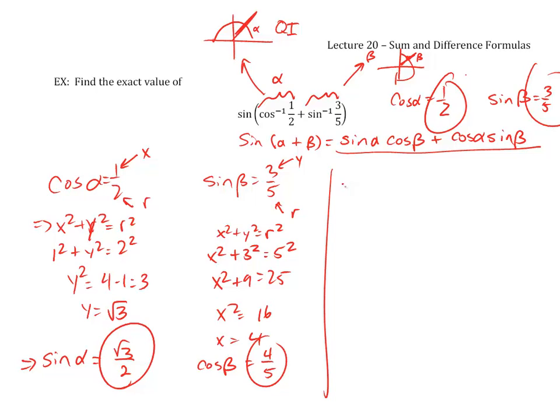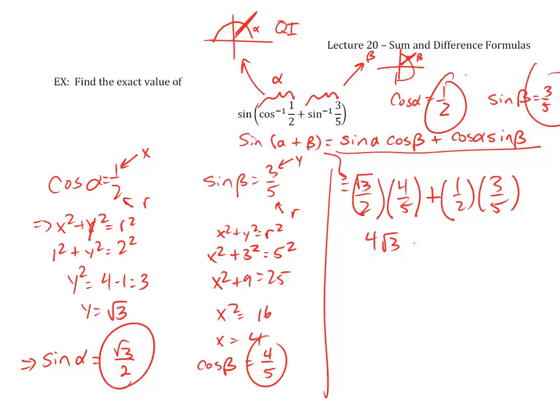And you're left with this equals sine of alpha, square root of 3 over 2, times cosine beta, which is 4/5, plus cosine of alpha, which is 1/2, times sine of beta, which is 3/5, which gives 4 square roots of 3 plus 3, all over 10. And we're done.